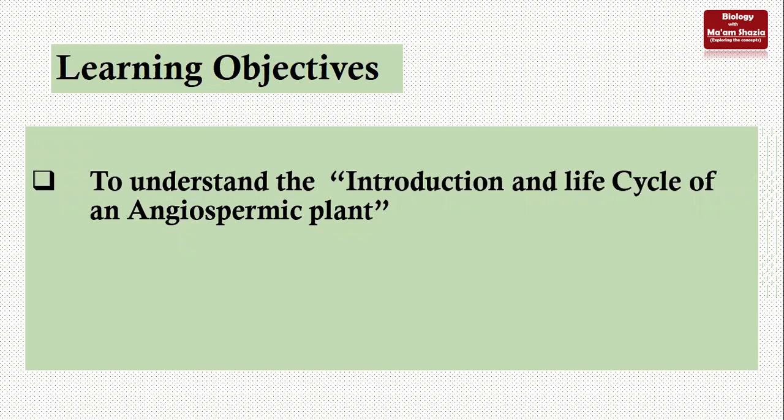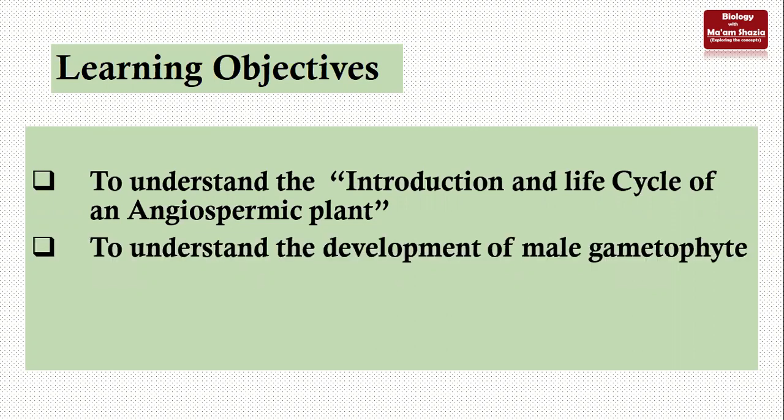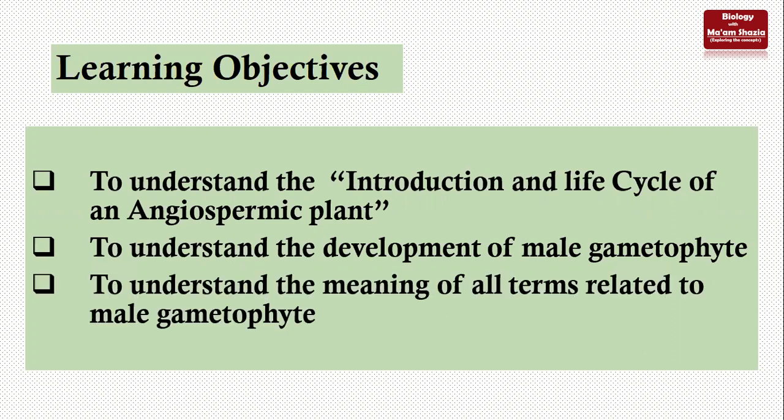My first topic is what angiosperms are, how they spend their life, what the major characteristics and the structural parts of the angiosperms are, and then the development of the male gametophyte as far as the life cycle is concerned. We are discussing the male gametophyte in today's video, and the development of the female gametophyte will be in the next video. Then comes understanding the meanings of all the terms related to the male gametophyte. So let us start with the angiosperms.